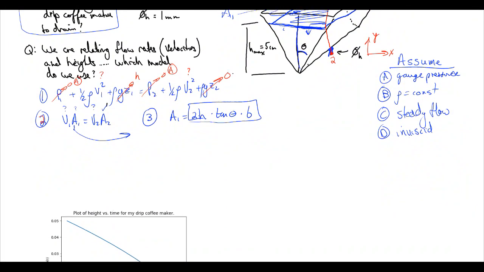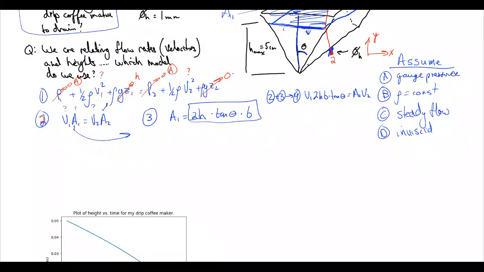So let's combine all three of these. Let's do 2 plus 3 first. 2 plus 3 into 4, equation 4, and we're going to say that V1 times 2hb times the tangent of theta is equal to A2 V2, and we're going to solve for V1 and plug it in. Actually, we're going to solve for V2 and plug it in. Sorry, that was my bad. But we're going to do one quick change first.